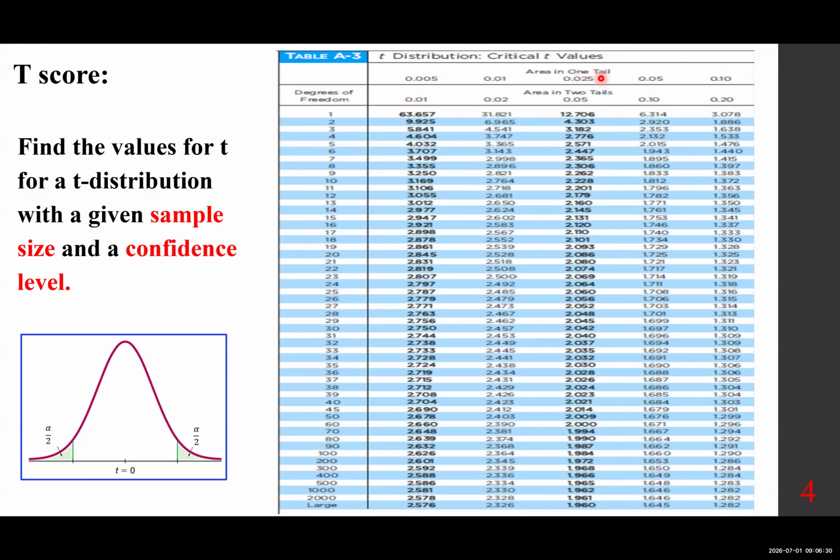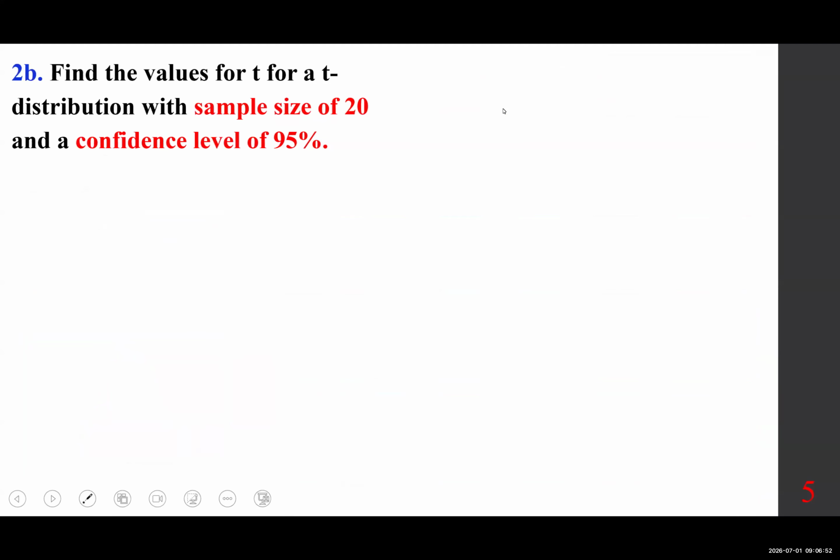If the area, for example, in one tail is 0.005, in two tails would be 2 times that, so 0.01. If the area in one tail is 0.01, in two tails is 2 times that, 0.02. So that's how you use the table. In the old tables, they just had the area in one tail. Now let's see how we read that. Find the value for t for a t distribution with sample size of 20 and a confidence level of 95%.